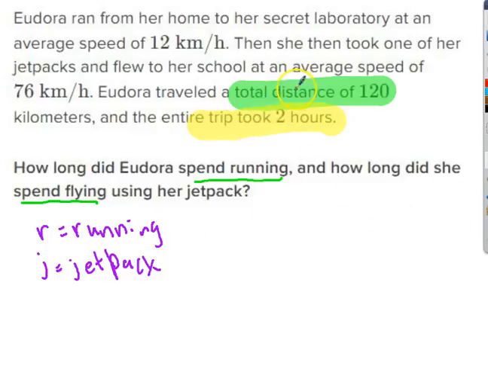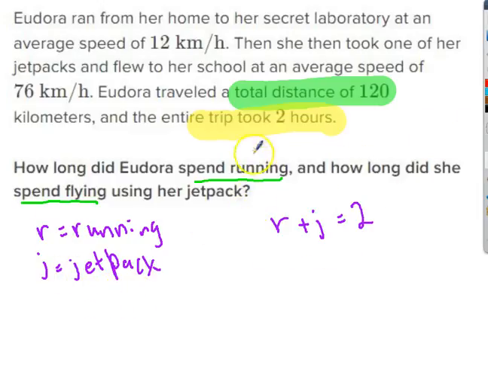The green equation is the total distance. That's going to involve the speeds. The yellow equation, the whole trip took 2 hours. I can just add my two times. This is the running time, and that's the jetpack time. So the first equation I know is that the running time plus the jetpack time is equal to 2, because the entire trip was 2 hours. So entire means add those together.